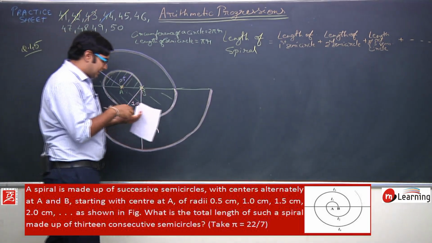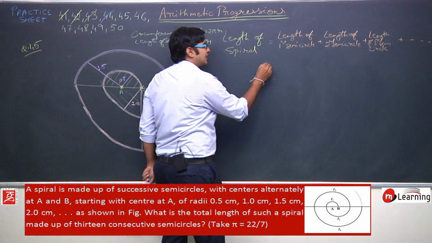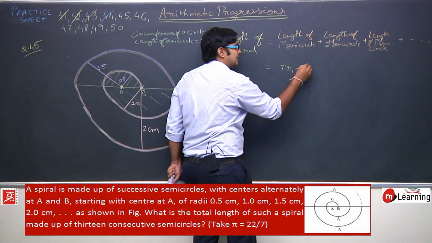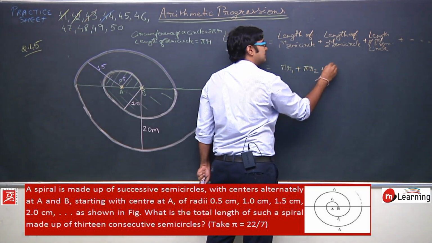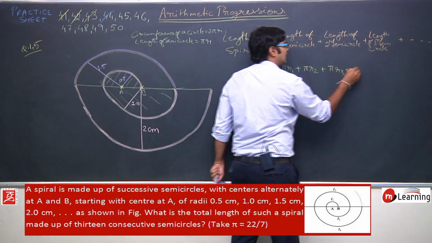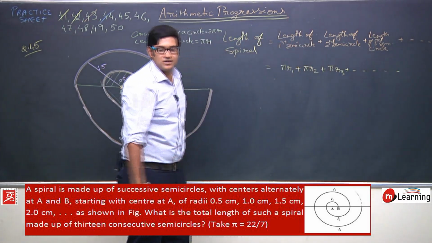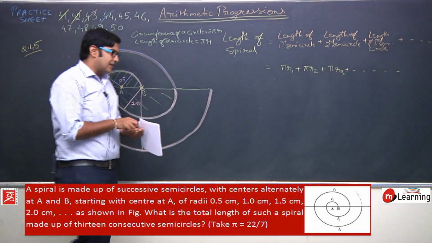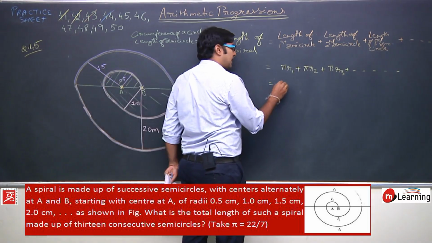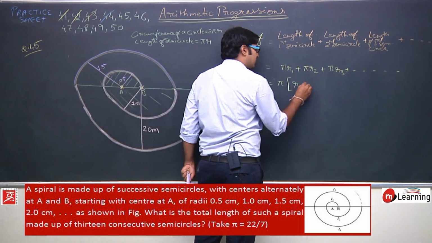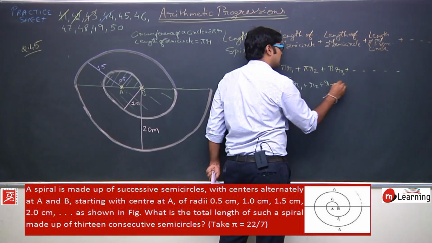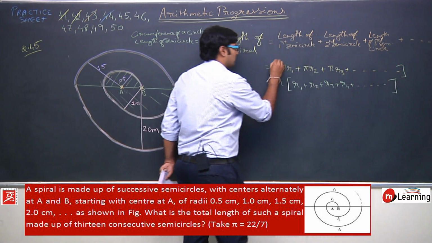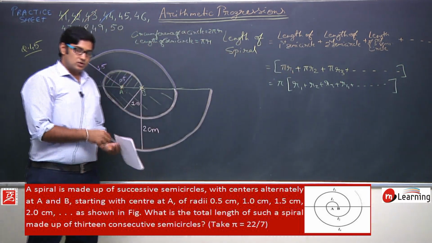Okay, so what I can write is length of spiral is equal to length of first semicircle is pi r1 plus length of second semicircle is pi r2 plus length of third semicircle is pi r3, and this will continue up to 13th semicircle. I can take pi as common. So pi is common, to the bracket it will be r1 plus r2 plus r3 plus r4 plus till the 13th value. Okay, so what are the radii?